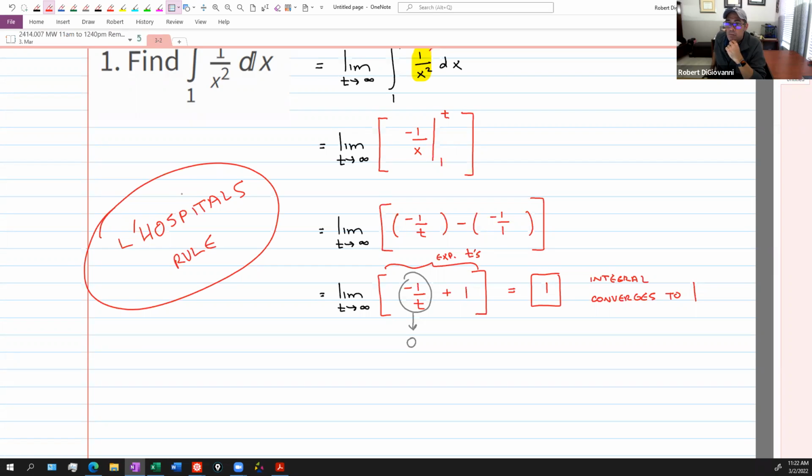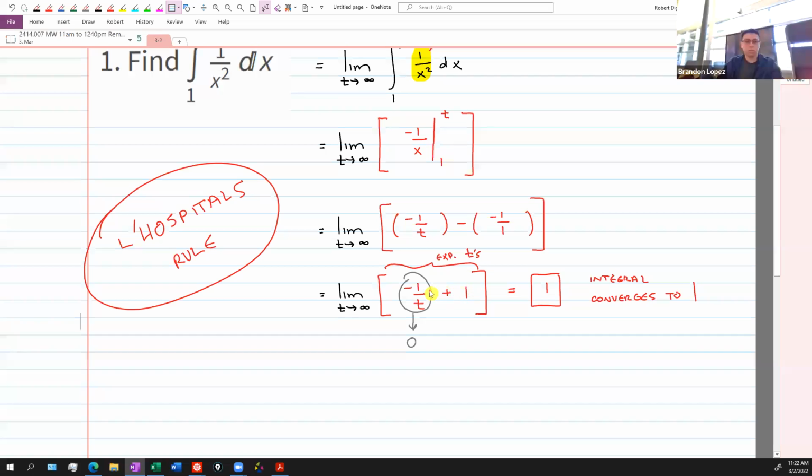So if it was infinity plus one, then it'd be divergent, right? That's right. So anything but a number, it diverges. Yeah, let's say that this would have come out to be t plus one, instead of negative one over t. What if it was t plus one? Well, if we let t go to infinity, this thing goes to infinity, and therefore this would be divergent. Or we would say the integral diverges.